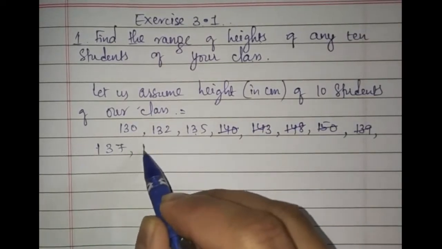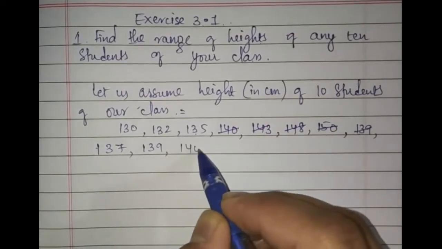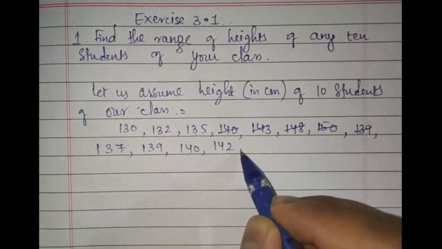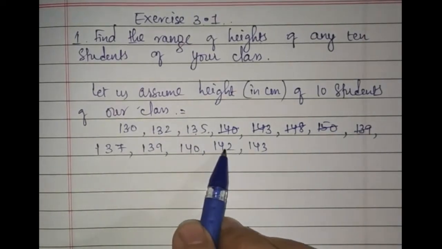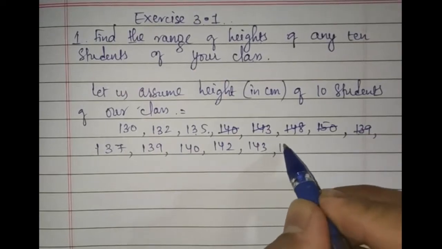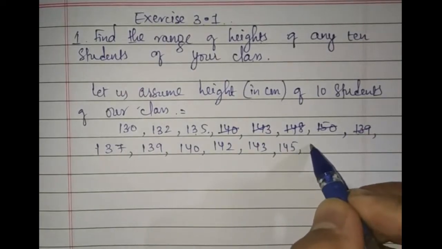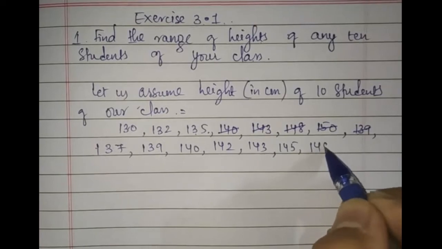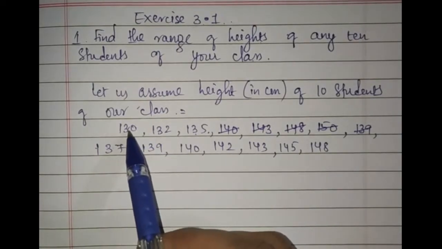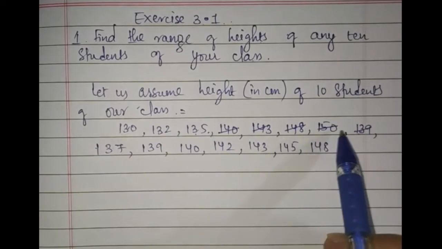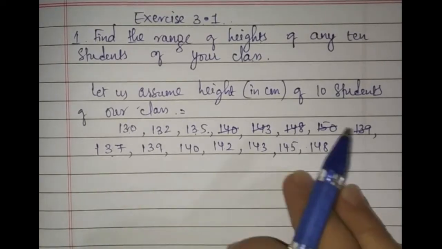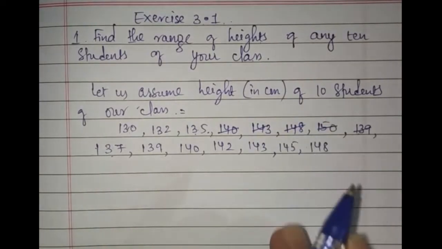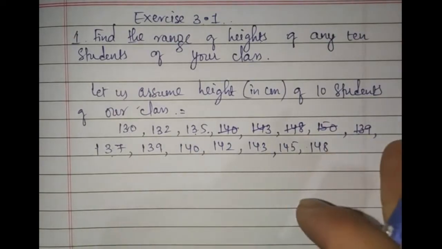137. Let's write 139, then 140, then 142, 143, then 145, then 148. Okay, so I hope it is 10. It is of 10 students. 1, 2, 3, 4, 5, 6, 7, 8, 9, 10. All right. So you have to write the height of the 10 students. So I have written the assumed values, and I have written the 10 students' heights in centimeter form.